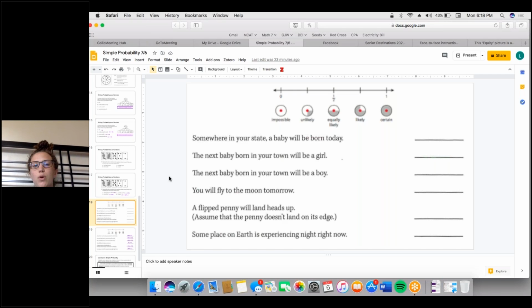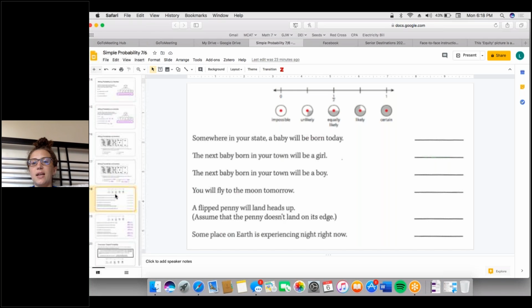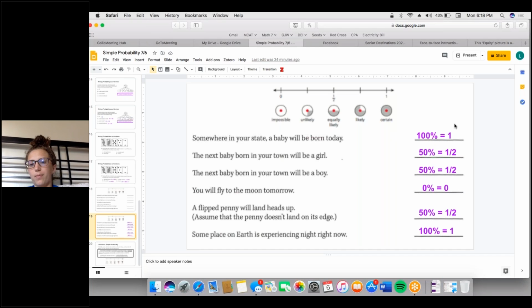The first question says, somewhere in your state, a baby will be born today. And it's our job to say, what's the probability of that? Well, we know babies are born in every state every day. So there's a 100% chance that that's going to happen. So I'm going to write that that's a probability of 100%, which also equals 1.